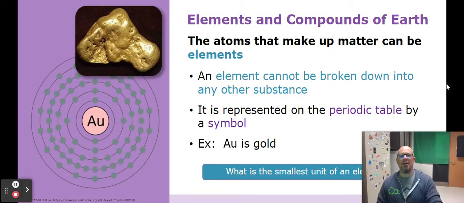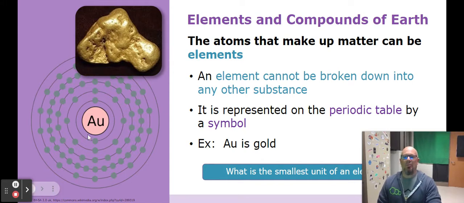So we're going to start off looking at elements. Elements are the atoms that make up matter. An element cannot be broken down into any other substance. And so we have an example here in our picture. This is gold. It's represented on the periodic table by the letters AU, which is a little confusing, but it's represented by its Latin name, not its English name. AU is gold. Gold is an element, and it cannot be broken down into anything else.